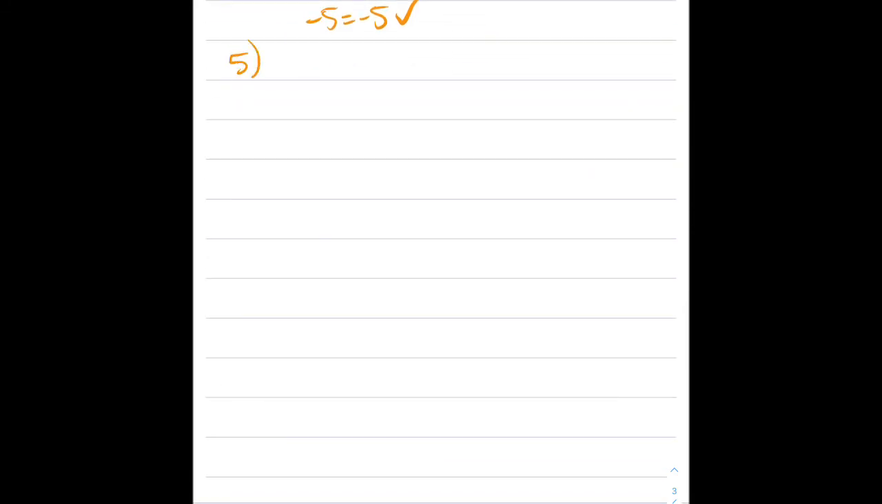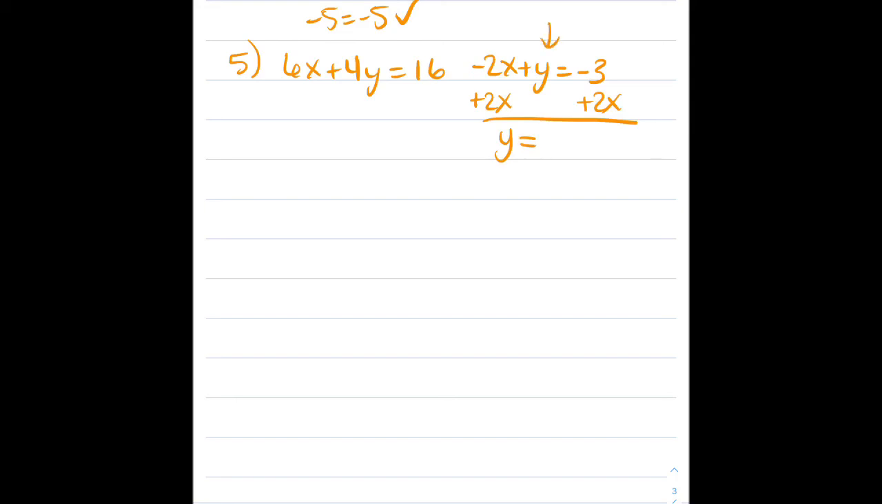All right, so number 5, we have 6x plus 4y equals 16 and negative 2x plus y equals negative 3. So here I'm going to solve to get y by itself. I'm going to add 2x to both sides. All I'm doing whenever I'm deciding which one to solve for is looking for something that doesn't have a coefficient. I'm looking for the easiest thing to solve.